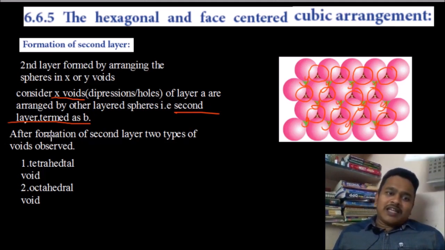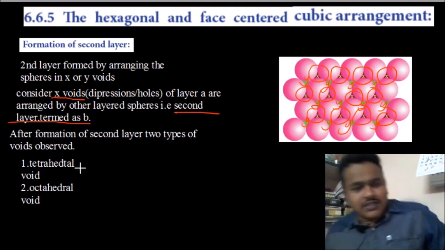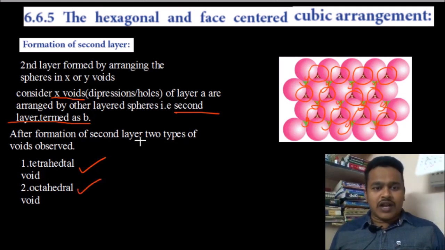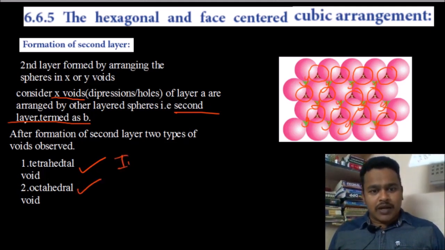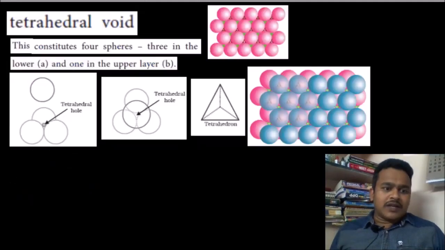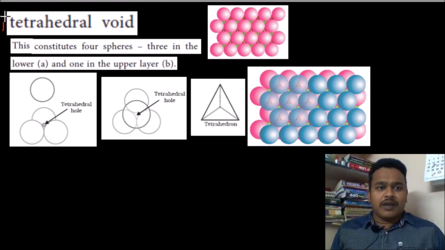Once the second layer is formed, we are going to observe two types of voids. This is important. One is the tetrahedral void, the other one is the octahedral void. See here, the first one will be the tetrahedral void.